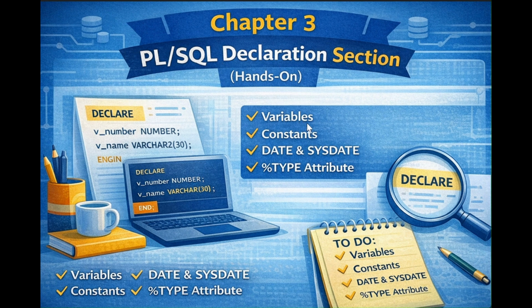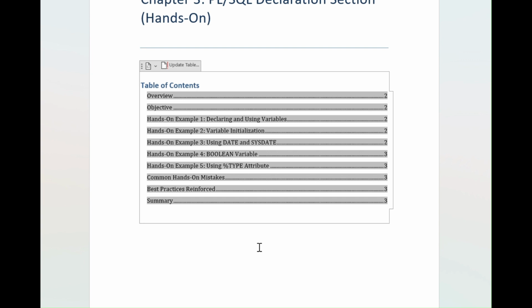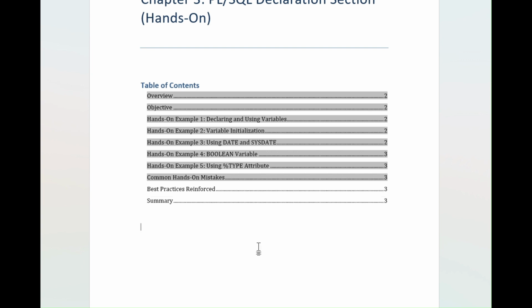So this is the topic I'm going to discuss: variables, constants, date and sysdate, and the percentage attribute, the anchoring variable. All those things we are going to discuss. This is a simple overview of what we are going to discuss, and these are the hands-on: declaring variables, initialization, date, sysdate, boolean variable, and percentage type. And if there are any common mistakes, how to correct yourself, what the best practices are to reinforce it, and finally the summary of what we discussed.